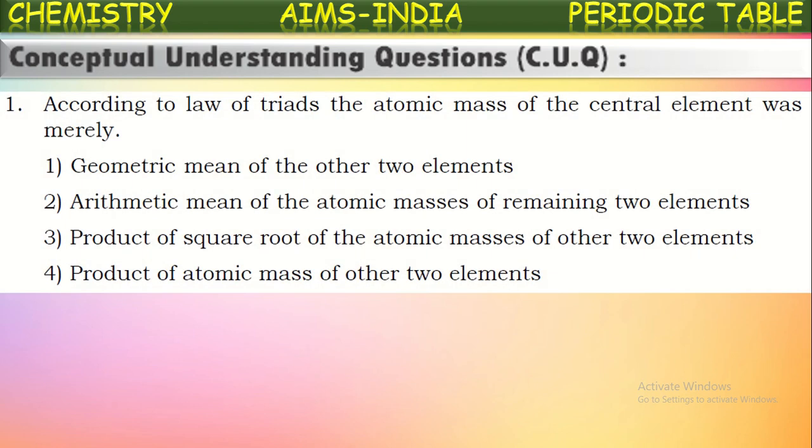See the first one. According to the law of triads, the atomic mass of the central element was nearly or merely. Yes, according to Dobereiner's law of triads, a set of three elements is called a triad. If these three elements are written in increasing order of their atomic weights, then the atomic weight of the central element will be equal or nearly equal to the arithmetic mean of the atomic masses of the first and third elements. Here, the second one: arithmetic mean of the atomic masses of the remaining two elements.